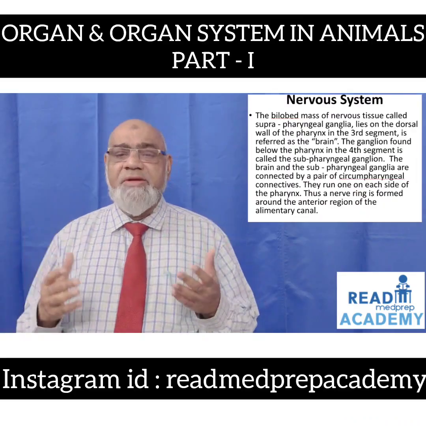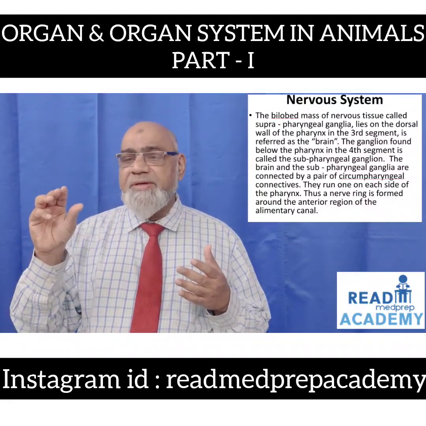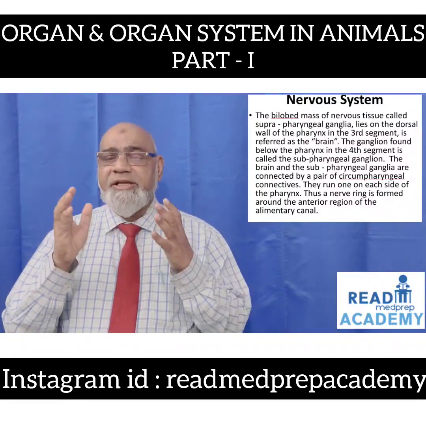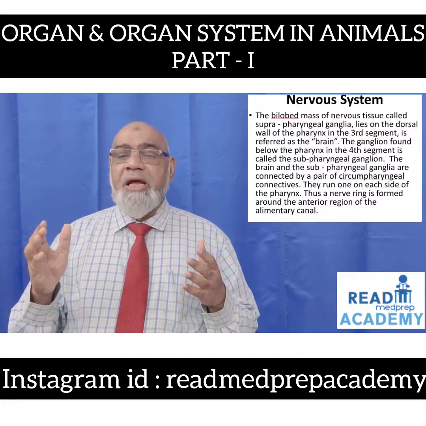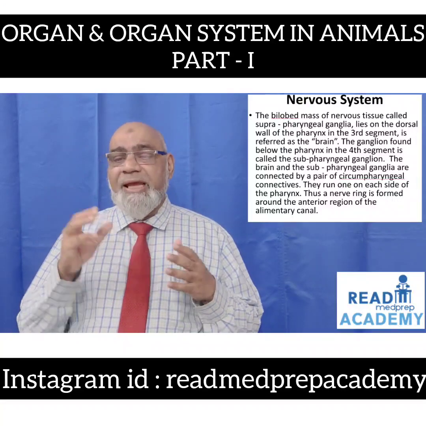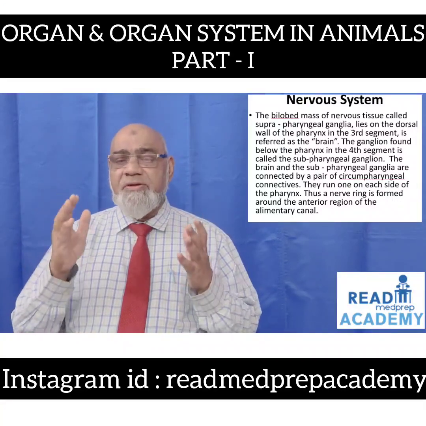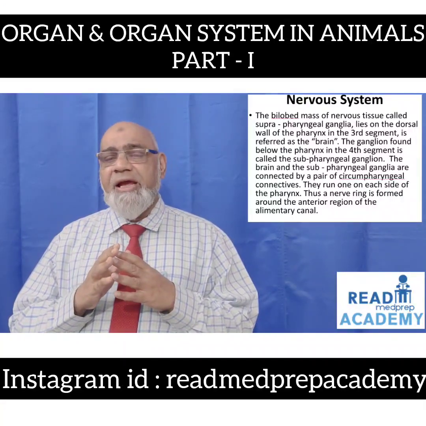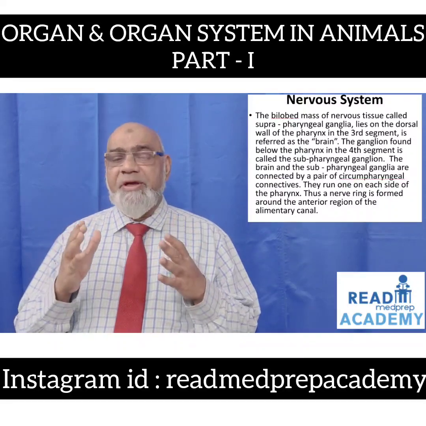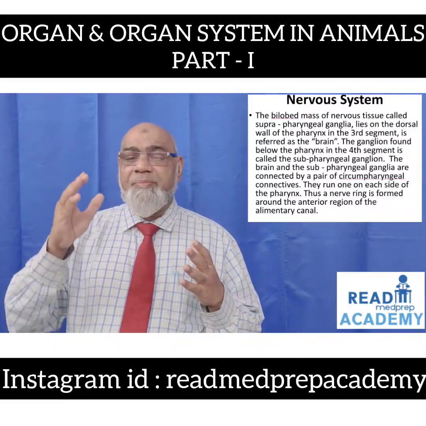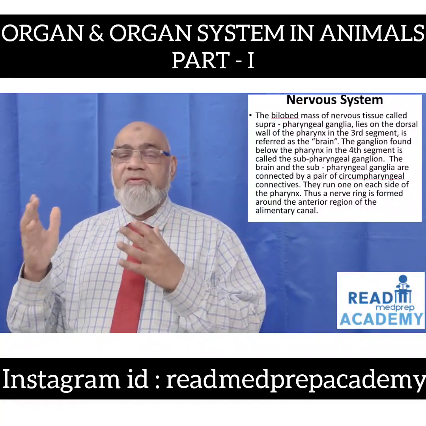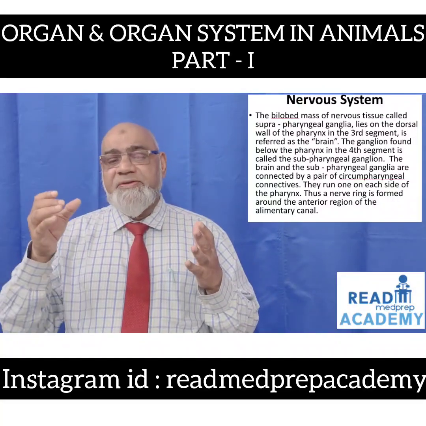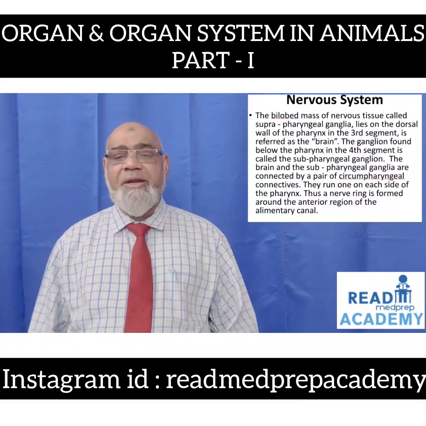Now let us move on to the nervous system. The bilobed mass of nervous tissue called the suprapharyngeal ganglia lies on the dorsal wall of the pharynx in the 3rd segment and is referred to as the brain. The ganglion found below the pharynx in the 4th segment is called the subpharyngeal ganglion. The brain and the subpharyngeal ganglia are connected by a pair of circumpharyngeal connectives. They run one on each side of the pharynx. Thus, a nerve ring is formed around the anterior region of the alimentary canal.